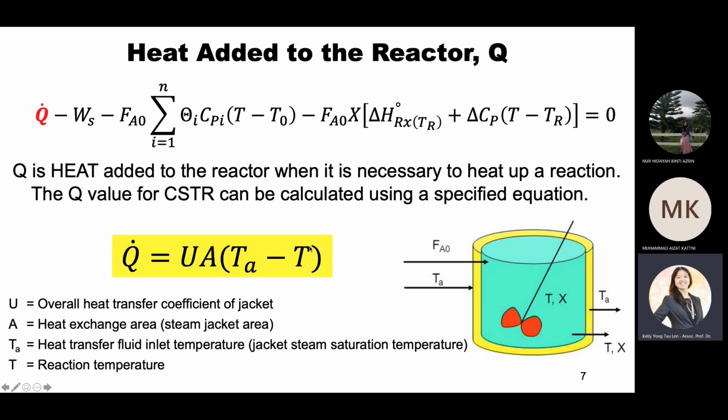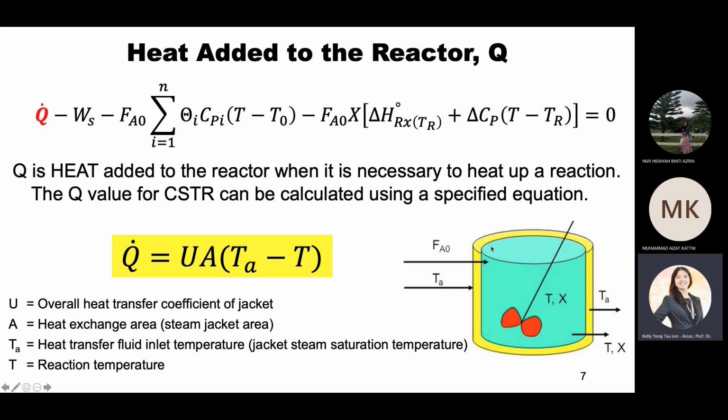Okay, apa maksud equation ni? Nanti bila kamu buat lab next week pun kamu akan perasan our CSTR, dia macam ada dua vessel. The internal vessel with the stirrer is actually your reactor, and you can see luar tu ada satu lagi vessel yang menutup your CSTR. So this outside vessel is what we call as either heating jacket or cooling jacket.